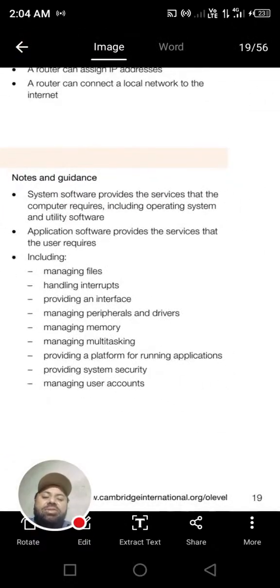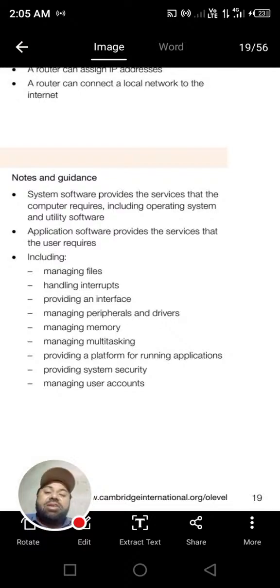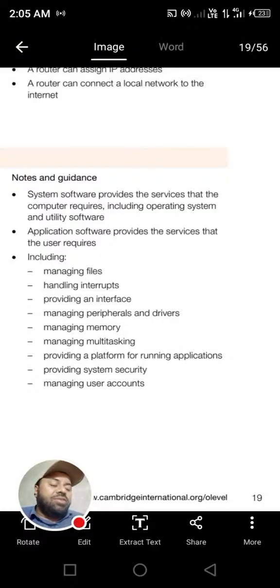What are the notes regarding it? System software provides the services that the computer requires, including the operating system and utility software. Okay, there are two types of very important software. One is called application software, which a user can use, and the other is operating system software, just like kernels, and these are the operating systems. And then utility software is just like a calculator, for utility purposes.